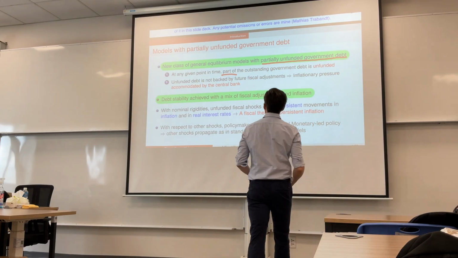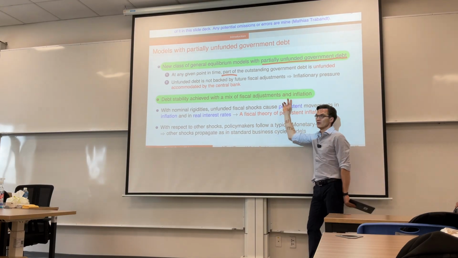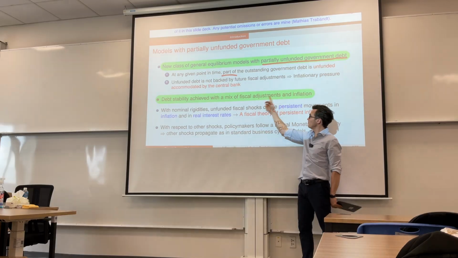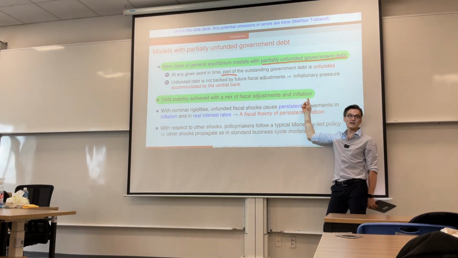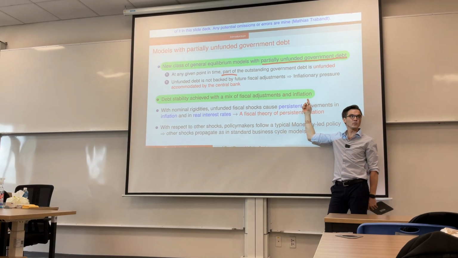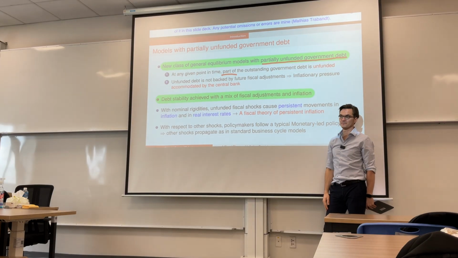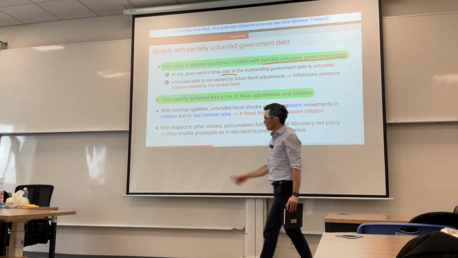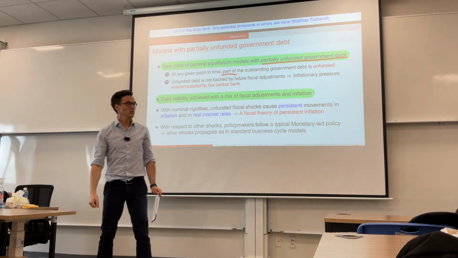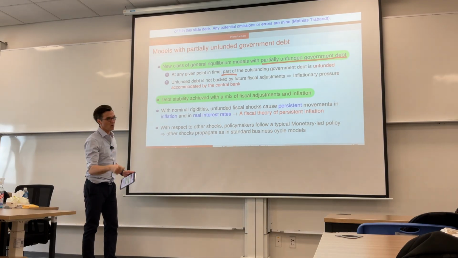And what they show is that with partially unfunded debt, you don't need to go to default. You do some fiscal adjustment, and you do have some inflation in your economy as an outcome. And that will lead to a stable debt and output dynamics. So we're going to learn this more by heart using a very simple model. But then they go on further.